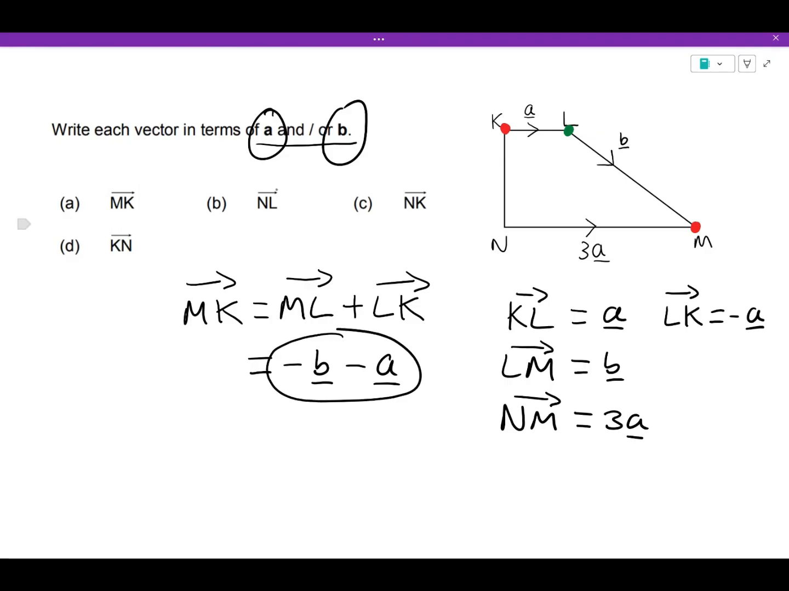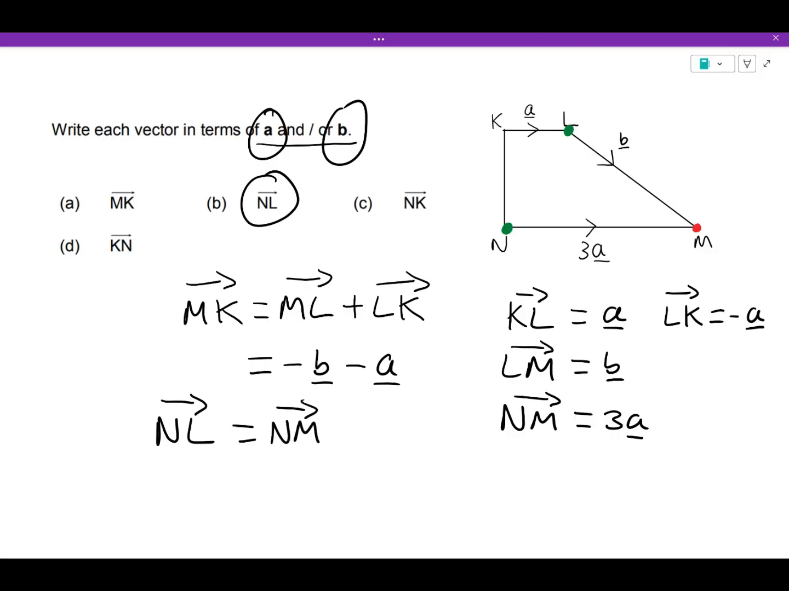Now let's look at N to L instead. So I'm going to start by identifying where N and L are on my diagram. So we got L indicated there, so I'm just going to indicate N. And I have to get from N to L. So we need to start thinking about where we could go first. Well, we can't go up to K, so we're going to have to go along to M. So I'm going to start by doing N to M. And then once I'm at M, can I get to L? Yes, I can. So I'm going to add on M to L, like that.